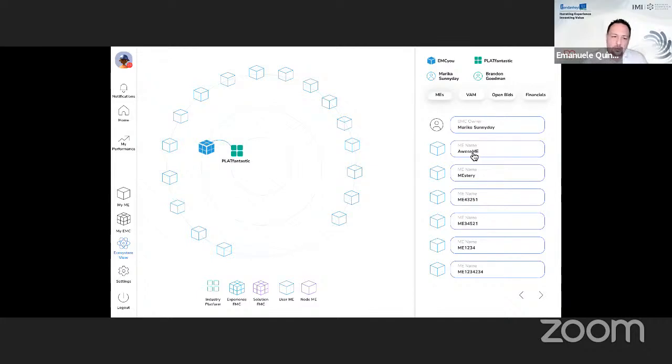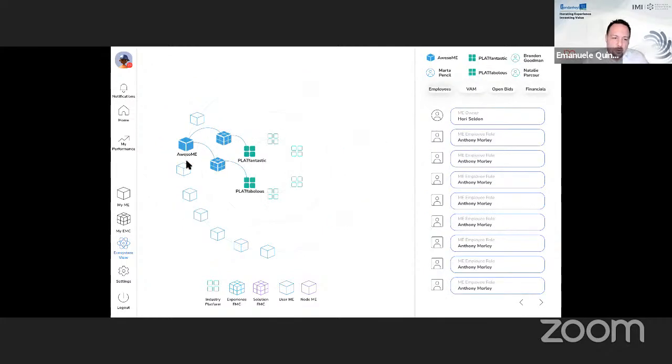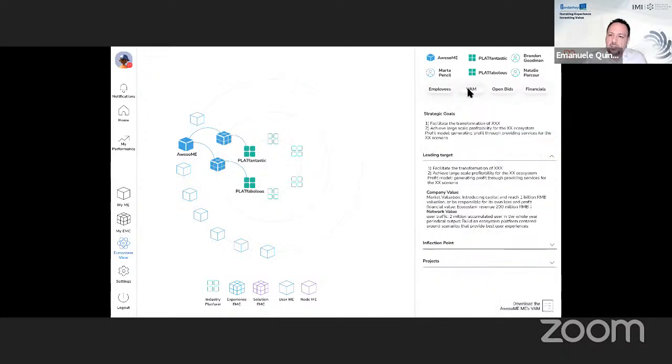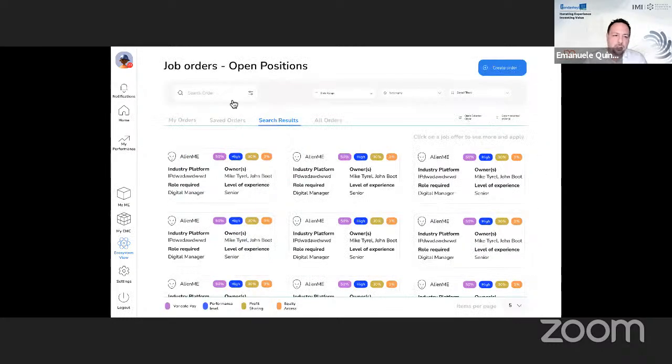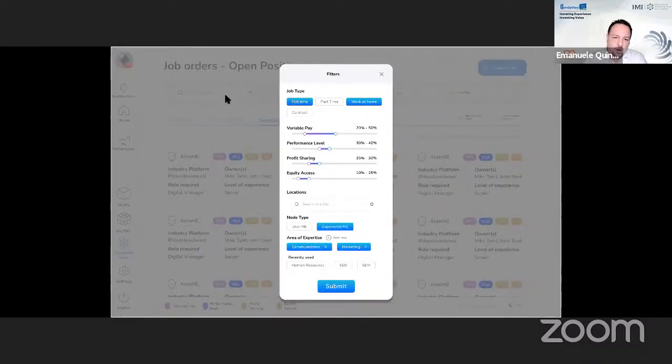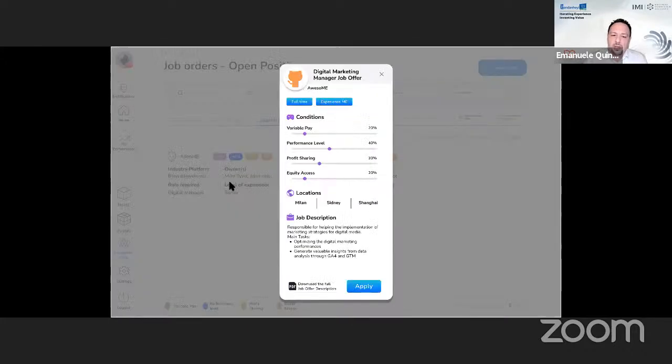Let's say that Jane wants to look at ASOM ME. She will see that ASOM ME, maybe it's part of two EMCs, that there are a number of colleagues already joining. She could see the VAM, the valuation adjustment mechanism, and she can also see the open bids. So the opportunities for joining the EMC. With multiple visualization, she can browse these opportunities to join based on the pay, based on the location, based on the areas of expertise, filtering on them, and then finding the opportunity that is a good fit to her, and then she can apply for it.